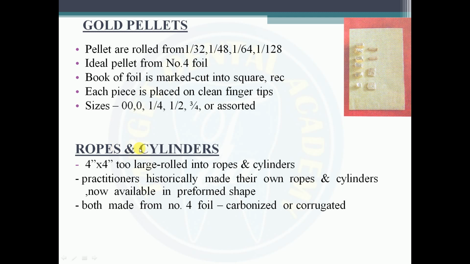Available as ropes and cylinders, 4/4 foil rolled into ropes and cylinders. Practitioners historically made their own ropes; cylinders are now available in preformed shape. Both are made from number 4 foil, carbonized and corrugated.